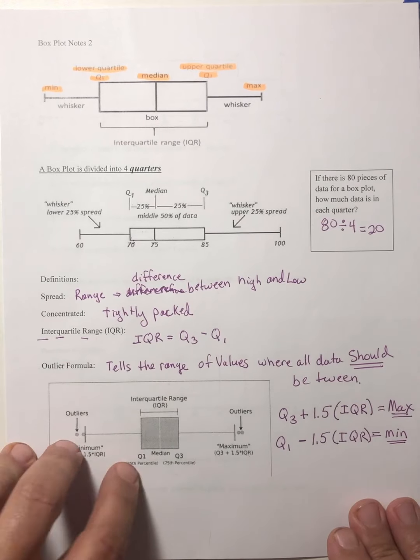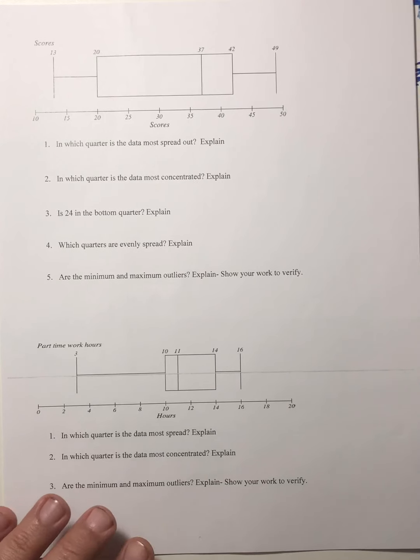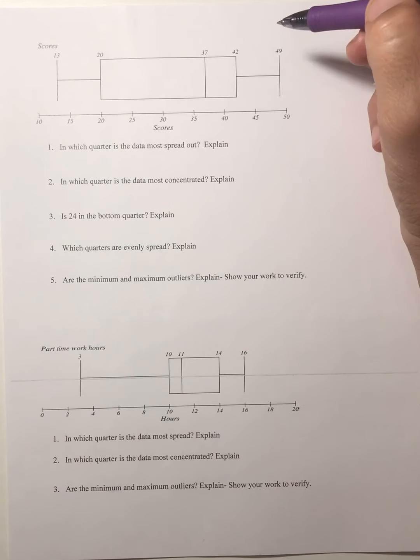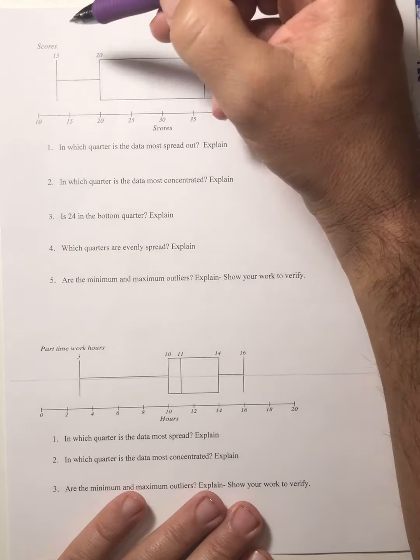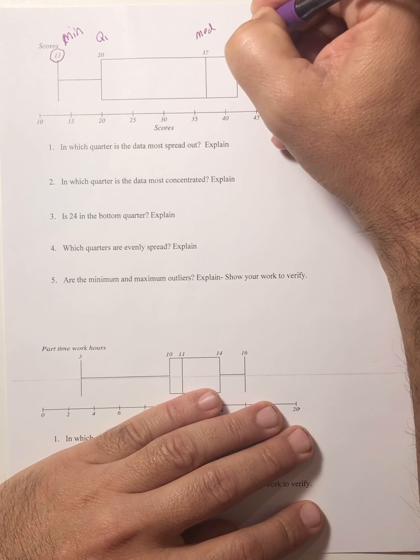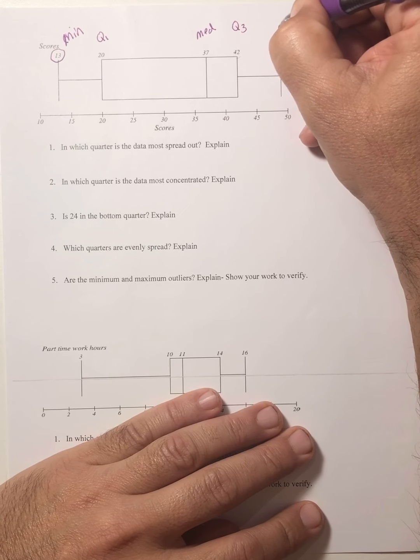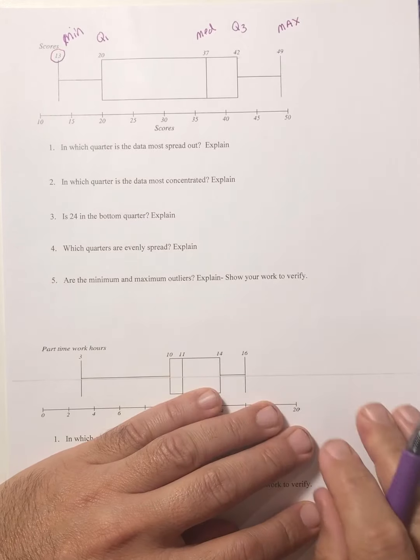All right, so let's pull this away so we can ask questions. Here I have a box plot that's already produced. What do all these values represent? Let's first talk about that. What does this 13 represent? That's right, that is our minimum value. This 20 is our Q1, the first quartile. 37 is the median. 42 is the third quartile, Q3, and then 49 is the max.